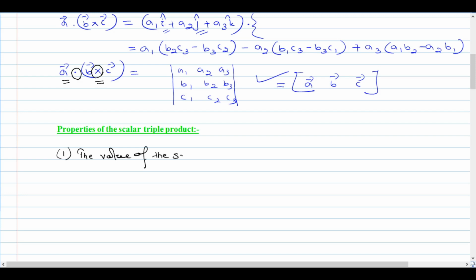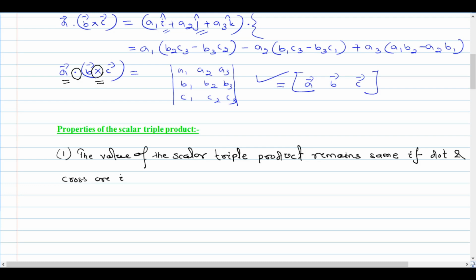That is the first property. The value of the scalar triple product remains the same if dot and cross are interchanged.